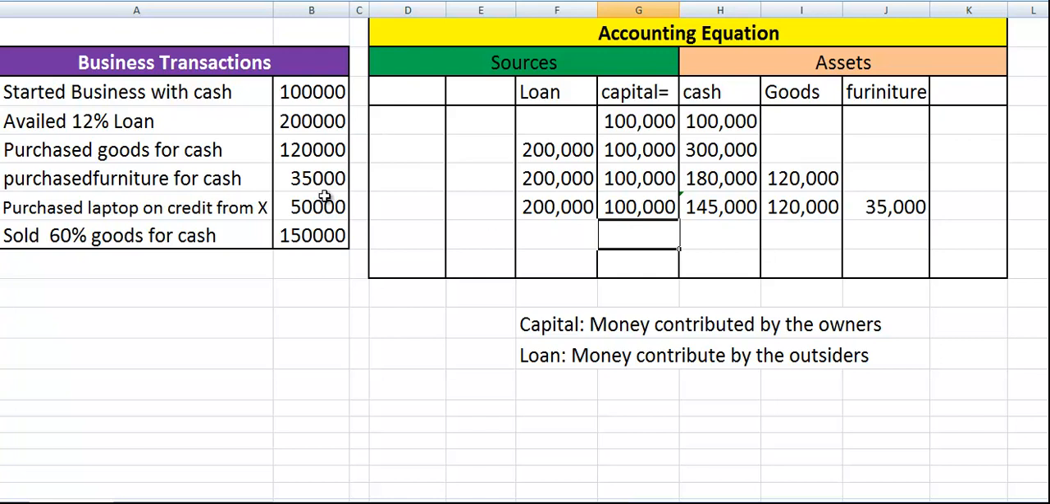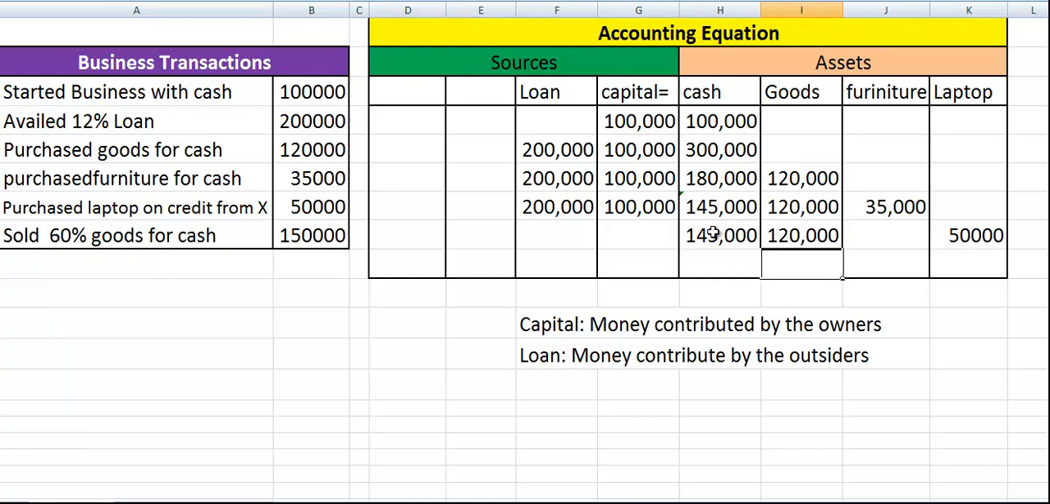Now if you see this here, they're purchasing a laptop, but not for cash. They are purchasing a laptop on credit. But where is this money coming from? There is no reduction of cash, so cash will remain the same.